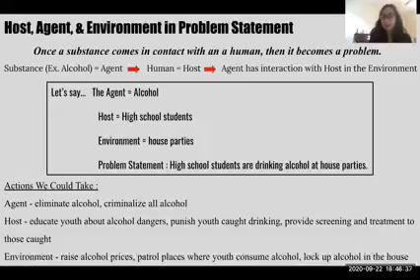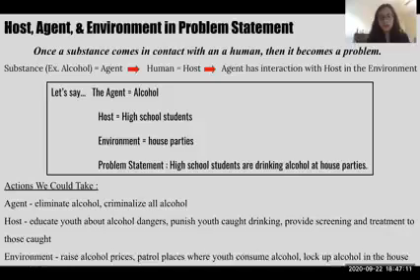And this can be specifics like specific different age groups. And your agent is going to interact with your host. So alcohol is going to interact with your humans inside of what we call the environment. So let's say in this example, the agent is alcohol, your hosts are high school students, your environment is house parties. You can put this all into a problem statement. High school students are drinking alcohol at house parties. And you can break it down to see what actions I could take to help solve this.